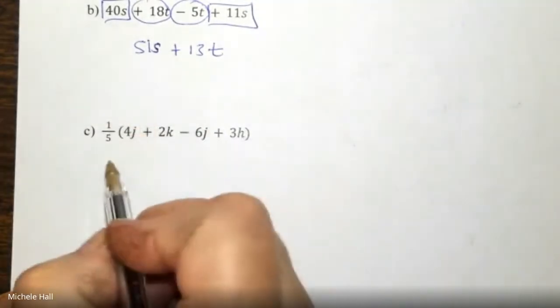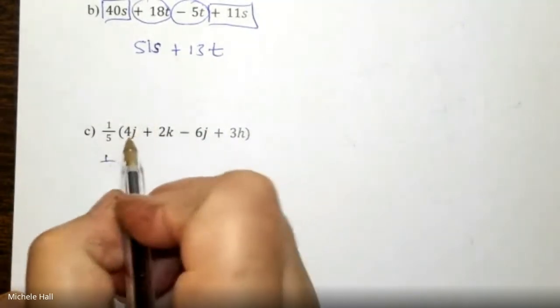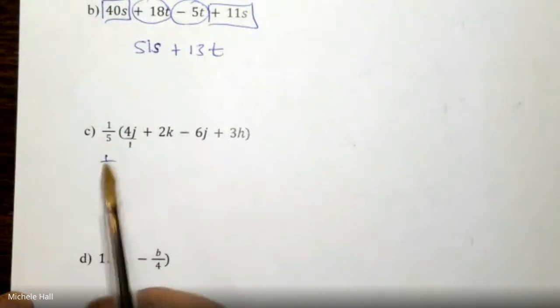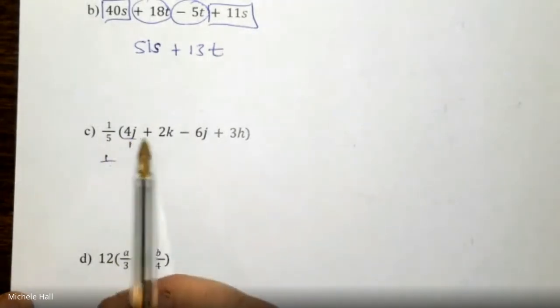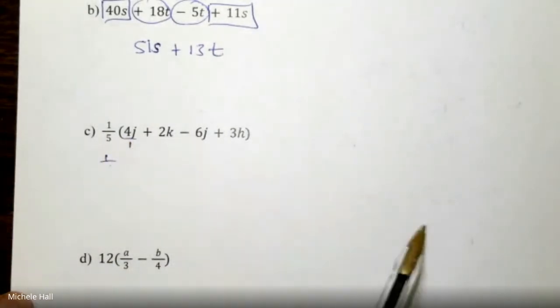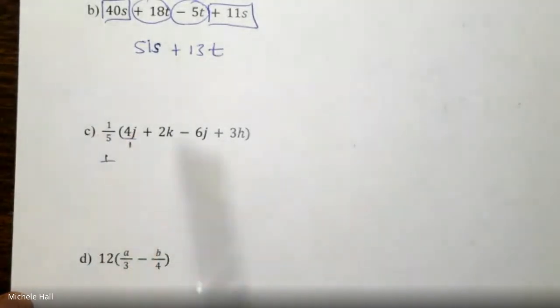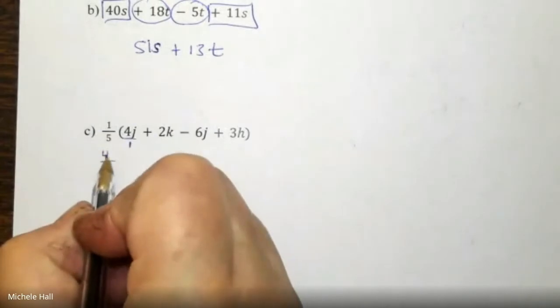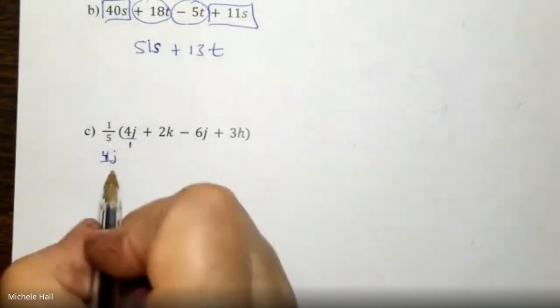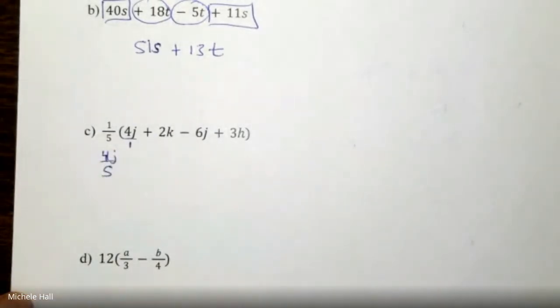So we've got 1/5. You can just multiply straight across. Don't do anything to the 1/5 because you've got to use it 1, 2, 3, 4 times. Multiply straight across. It's a fraction. I made 4J a fraction. 1 times 4J is 4J. 5 times 1 is 5. There, I've multiplied it together. Multiplying straight across.